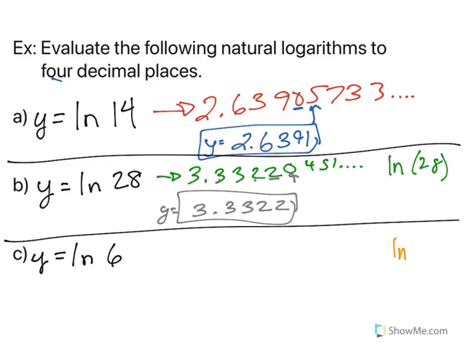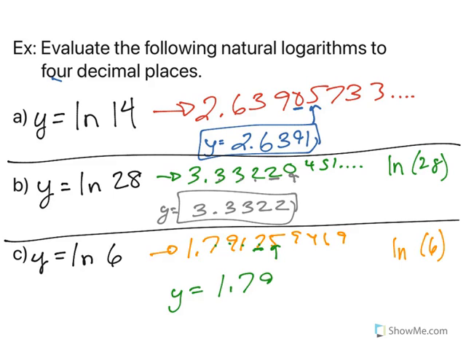And last but not least, the natural log of 6. Calculator will spit at you 1.7917599469. 1, 2, 3, 4. 5 tells us to round up. So y equals 1.7918.